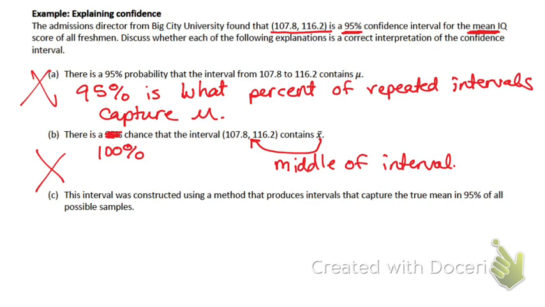Okay, how about this one? C. This interval was constructed using a method that produces intervals that capture the true mean in 95% of all possible samples. True. That is absolutely true, ladies and gentlemen. That is exactly the confidence level interpretation.